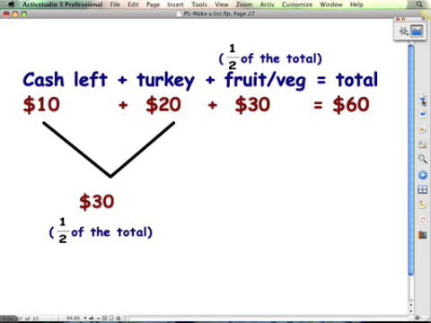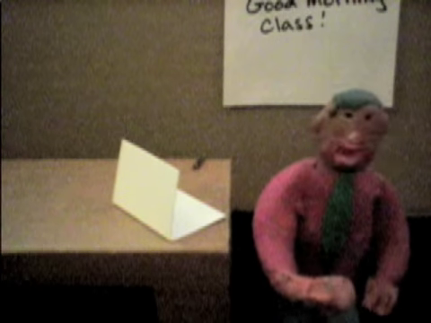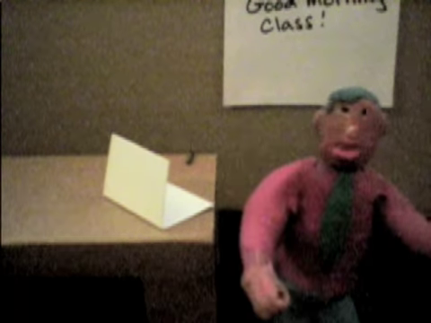So let's go back to our quadrant and let's fill it in. Jan withdrew $60 from the bank. Now it's your turn to try one with your problem-solving grid. You can hit pause and replay as needed.